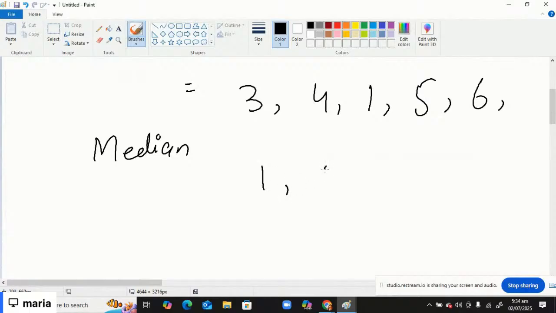Smaller number is 1, then it's 3, then it's 4, then it's 5, then it's 6. Now what is the middle number? The middle number is 4. So we just say that our median is 4.